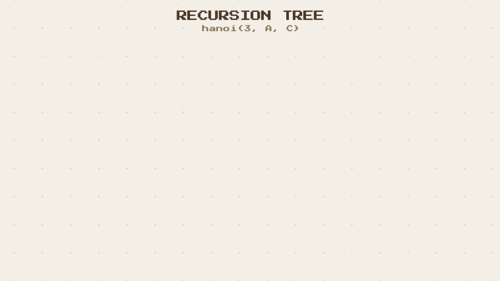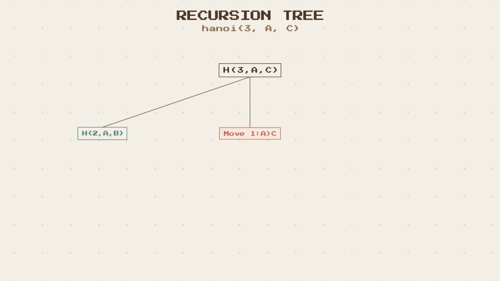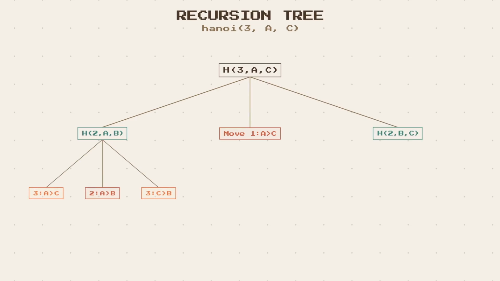Now let's see how the recursion actually breaks down. Here's the Hanoi of 3, A to C. It breaks into 3 parts. Move top 2 to B, move the biggest, move the top 2 from B to C. And each of these smaller problems breaks down the same way. Left side, 3 substeps, right side, the same thing.